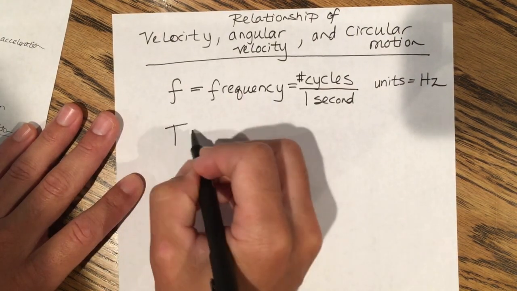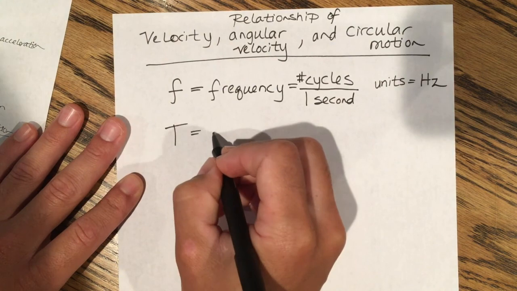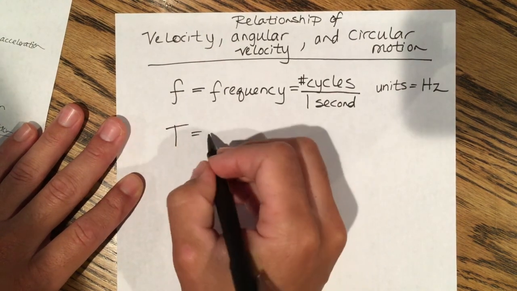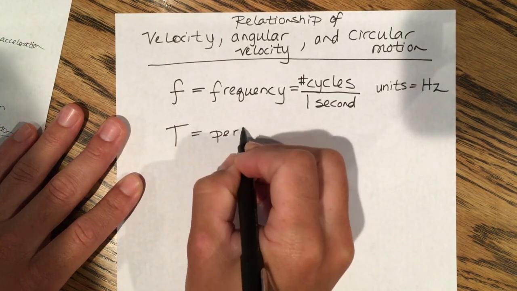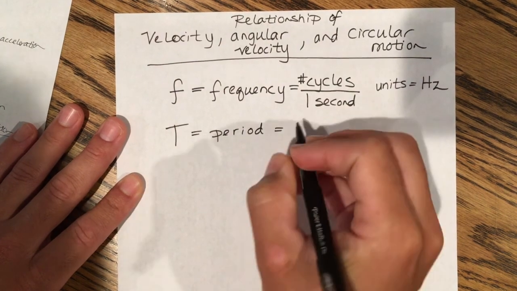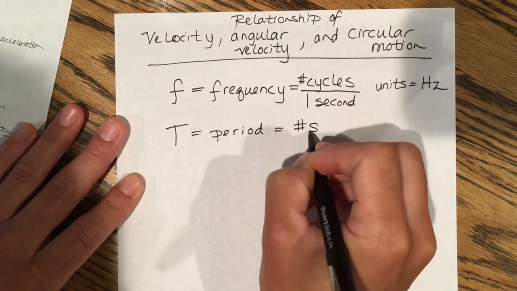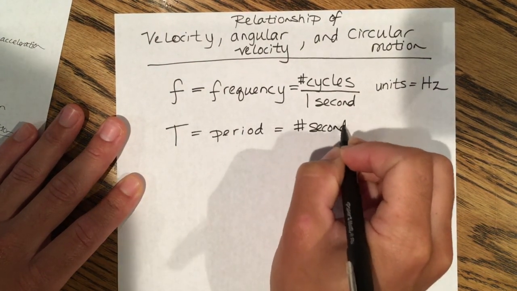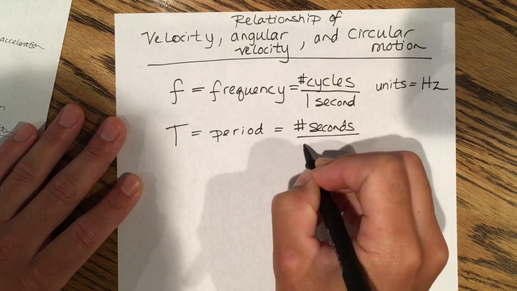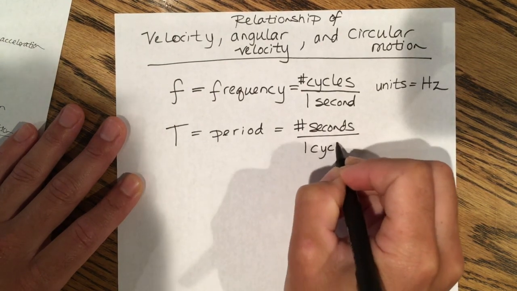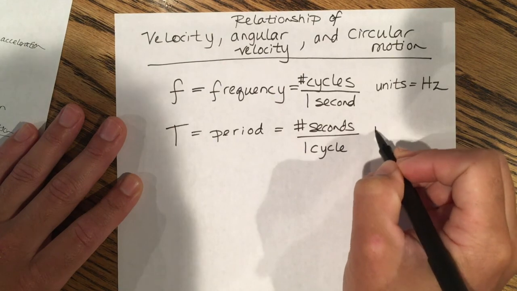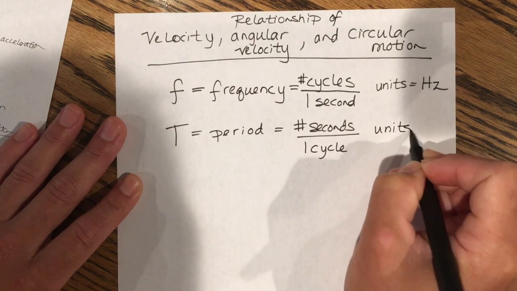And period, which is capital T, not lowercase. And this is lowercase f. And this is equal to the number of seconds per cycle, per 1 cycle. So units here are just seconds.